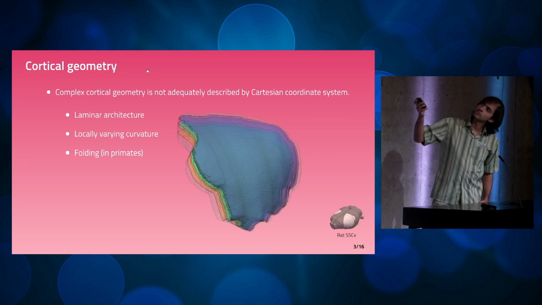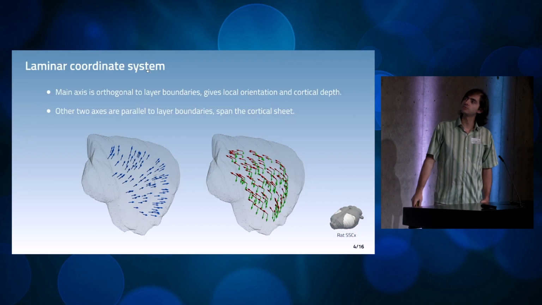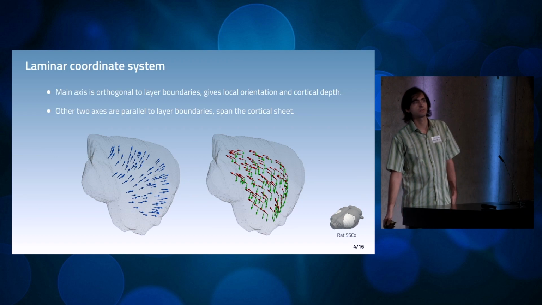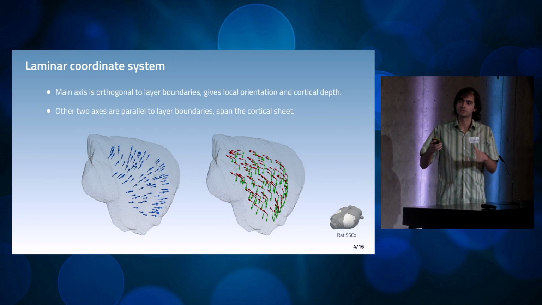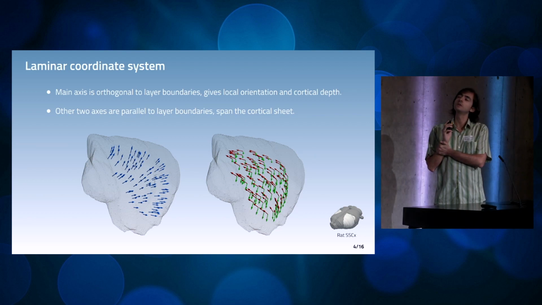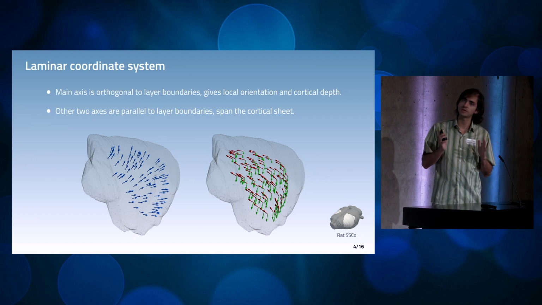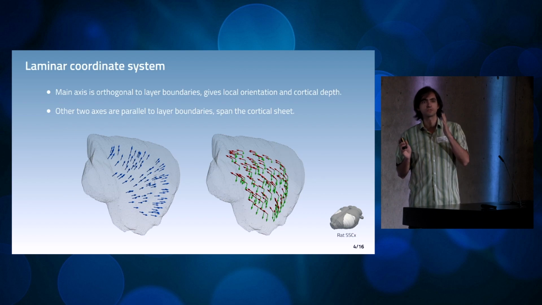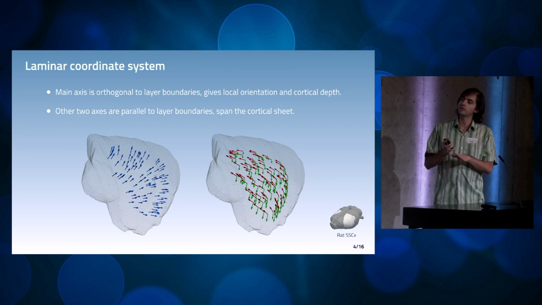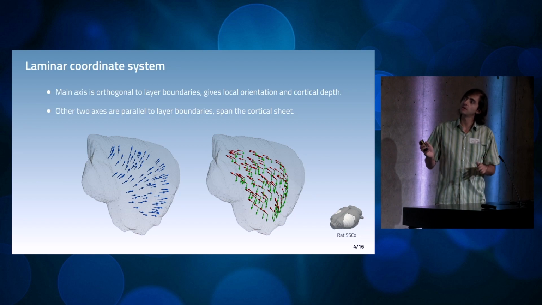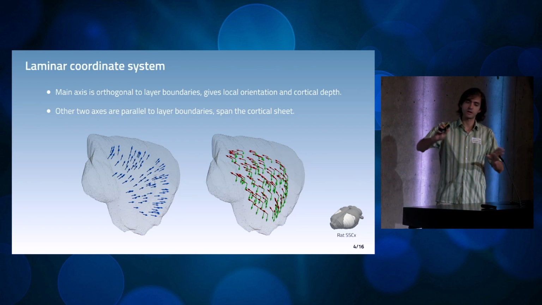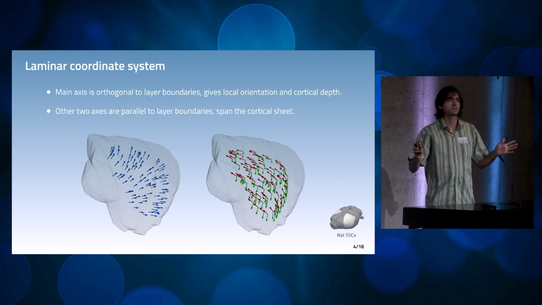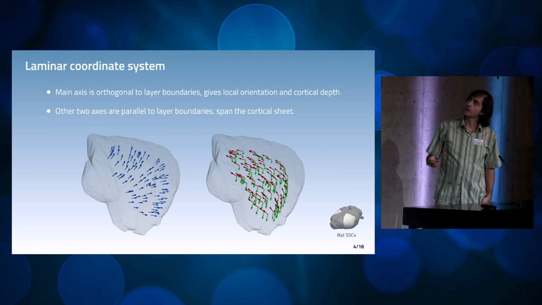So the idea is to define a coordinate system within the volume of the cortex that is going to capture these geometrical complexities. The main idea is to split the spatial information into one axis that goes through the layers. So it's going to be orthogonal to the layers, and it's going to measure cortical depth. Then we will have the other two directions that are going to be orthogonal and that are going to describe the cortical sheet horizontally, let's say. Okay? And so I propose a method to derive these things.